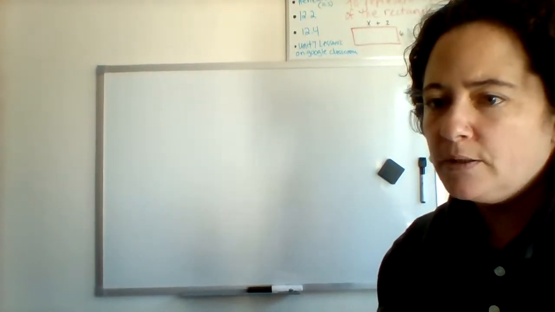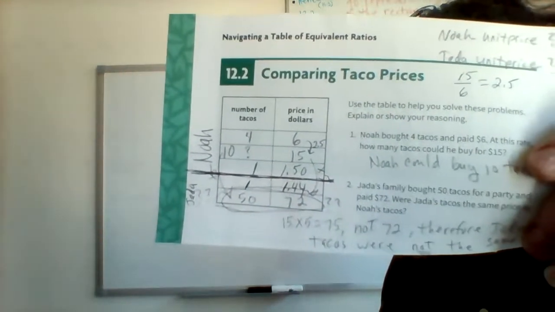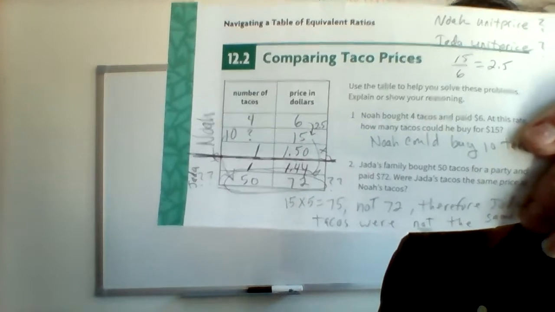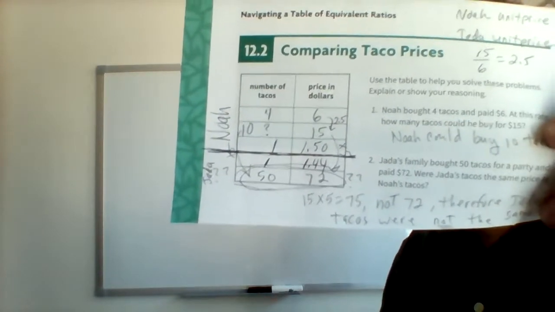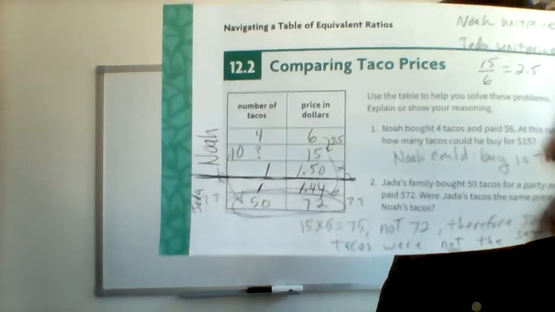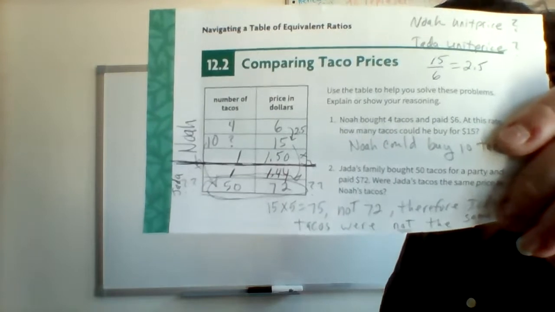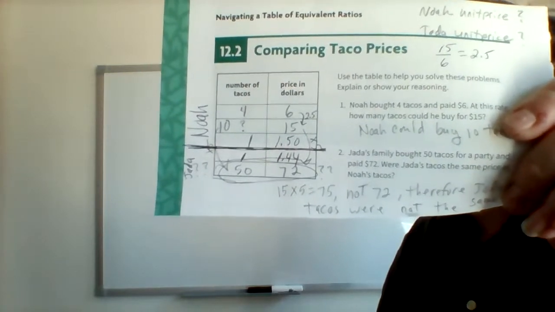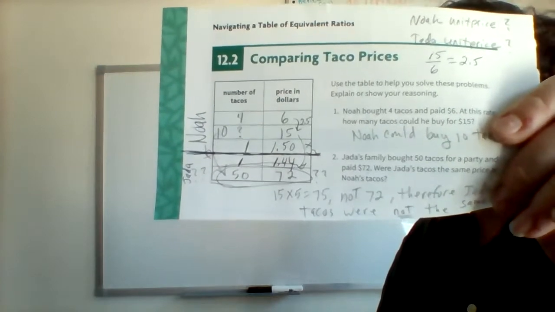Nope, the other way. Oh, yeah, the other way, Brian. 72 divided by 50. You guys should get $1.44. Good. So she actually, nice job, guys. So Jada's actually getting a better deal. We don't know why, but they're not paying the same price, okay? Okay, nice job, guys. Awesome.